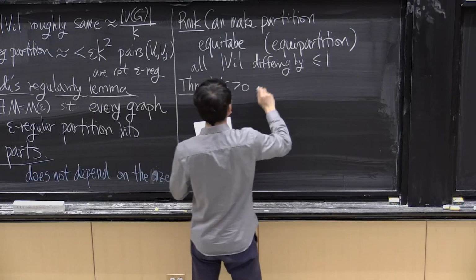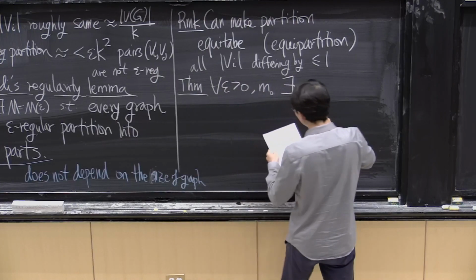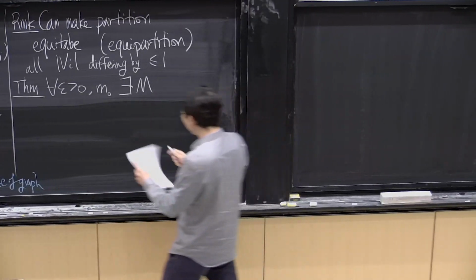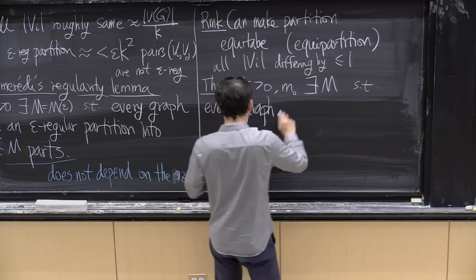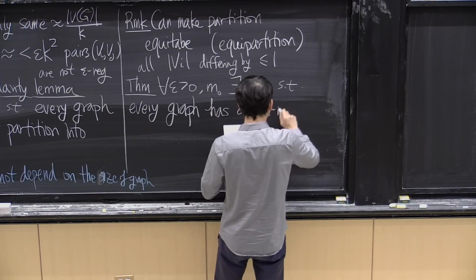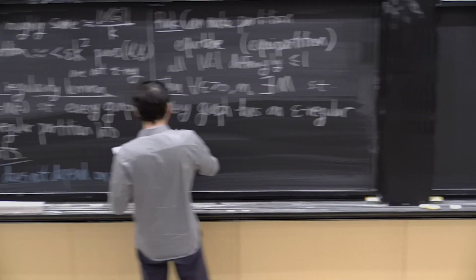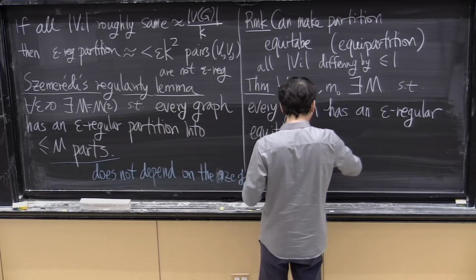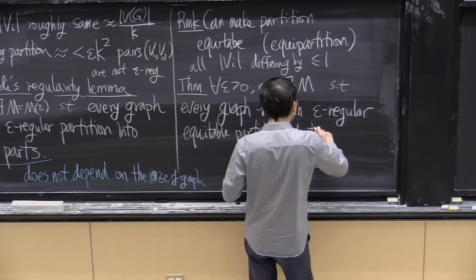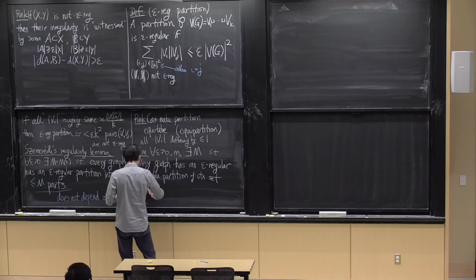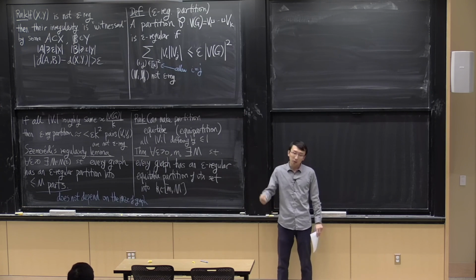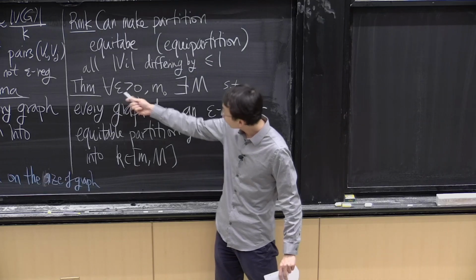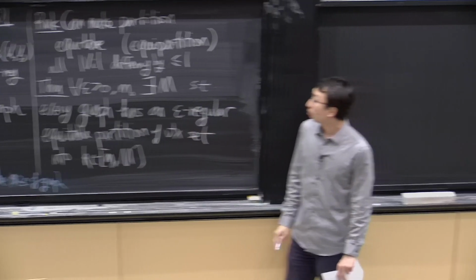For every epsilon and m_0, there exists a big M such that every graph has an epsilon-regular equitable partition of the vertex set into k parts, where k is at least m_0, so I can guarantee a minimum number of parts, and at most M. Again, this bound may depend on your inputs epsilon and m_0, but it does not depend on the graph itself.